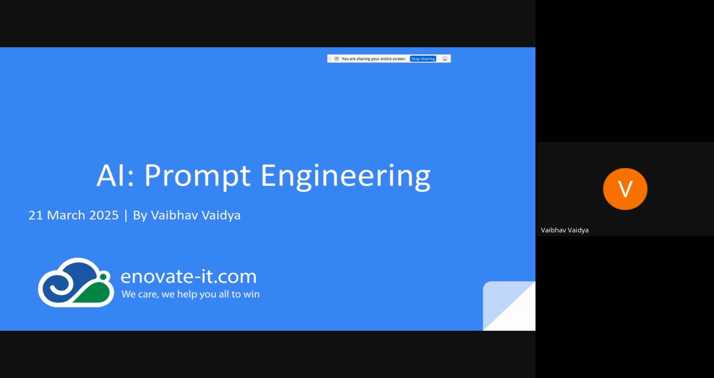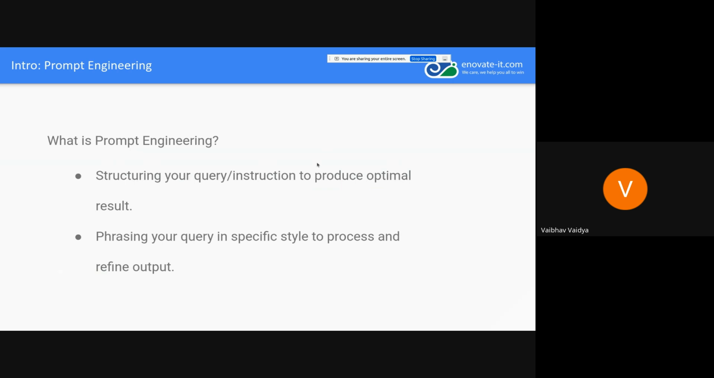What is AI prompting? We are all familiar with ChatGPT. We are all familiar with how to utilize it, but today we are going to learn how to use it more effectively. AI prompting is basically the way we structure our query, the way we phrase our inputs, so we get the desired outputs much faster.